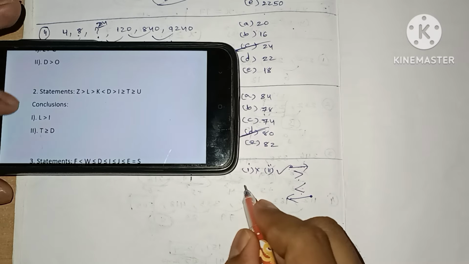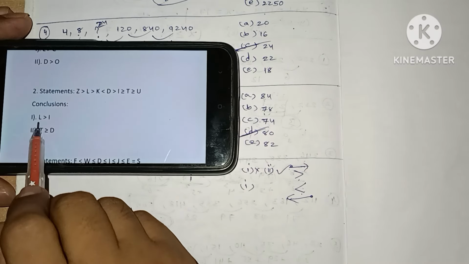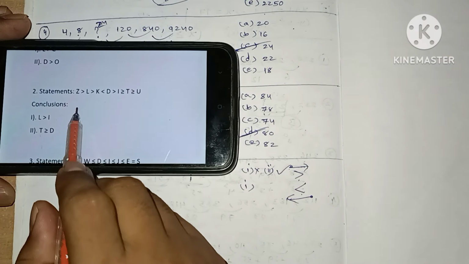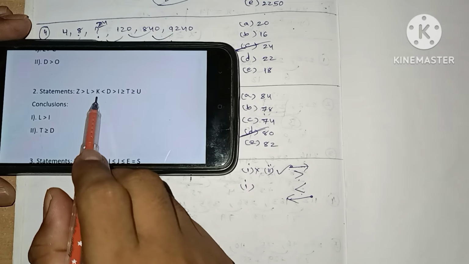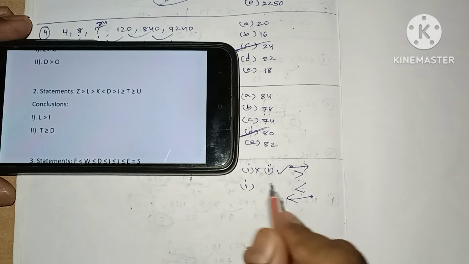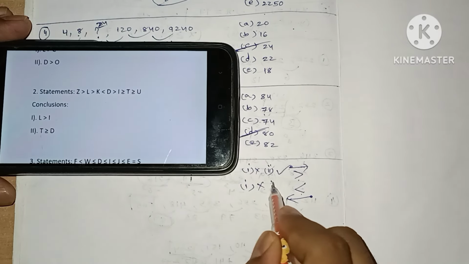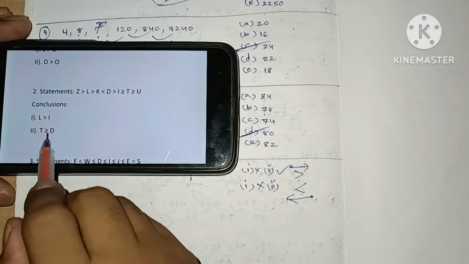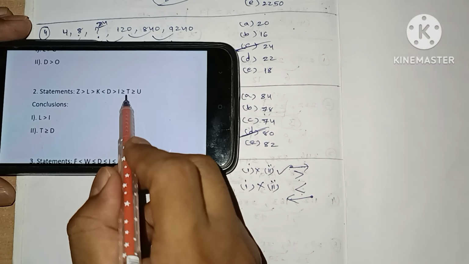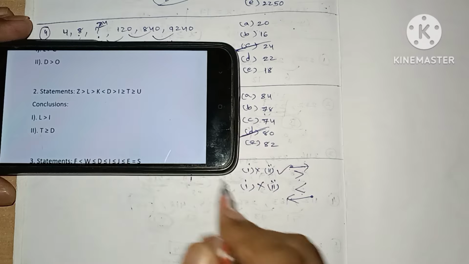Second question, first conclusion, the flow from L to I. From L we can reach K but we cannot reach I. So first conclusion will be false. Second conclusion, the flow from T to D with everywhere equals to. From T we cannot reach D. So second conclusion is false.